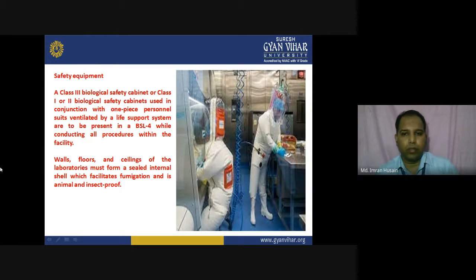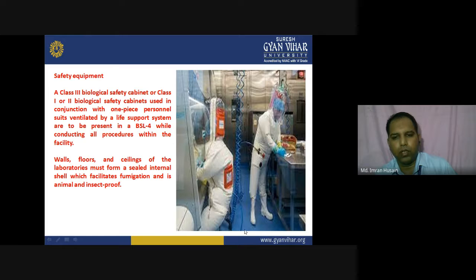So, safety equipment. A Class 3 biological safety cabinet, or a Class 1 or Class 2 biological safety cabinet used in conjunction with a one-piece personnel suit ventilated by a life support system, is to be present in BSL-4 while conducting all procedures within the facility. So it depends on the use of biosafety cabinets how many individuals can work together. Walls, floors, and ceilings of the laboratory must be sealed to form an internal shell. This facility allows fumigation and is animal and insect proof.